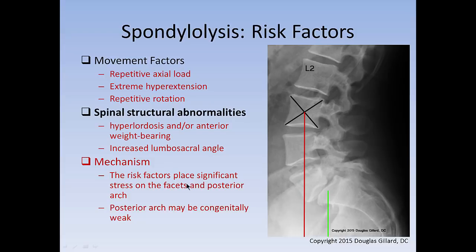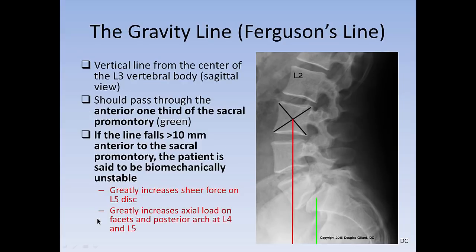The risk factors place a significant stress on the facets and posterior arch. I should have included this in this increased lumbosacral area. But with this one, the posterior arch may be congenitally weak. You may have a posterior arch that's thinner than normal, a hypoplastic posterior arch, which we'll see in a bit.